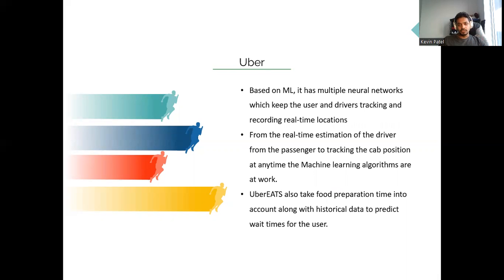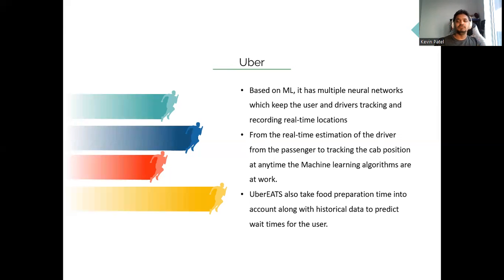The third one is Uber. So Uber has machine learning implemented, and it has multiple neural networks created, which keep the driver data tracking plus the user data tracking, so that Uber always knows where their customers are and where their drivers are, so that they can predict the exact time to reach the customer.